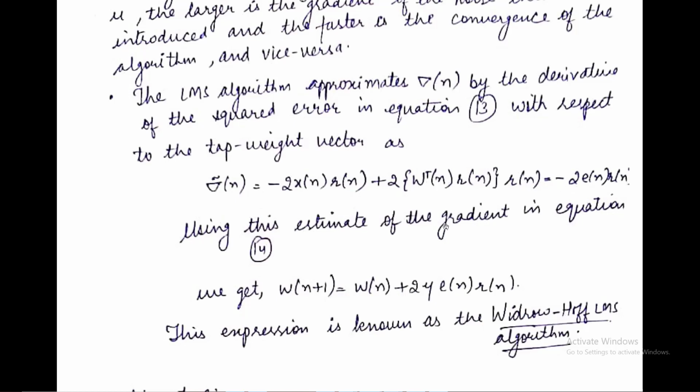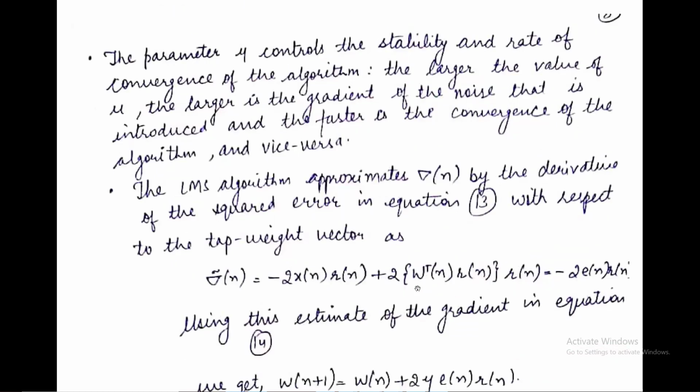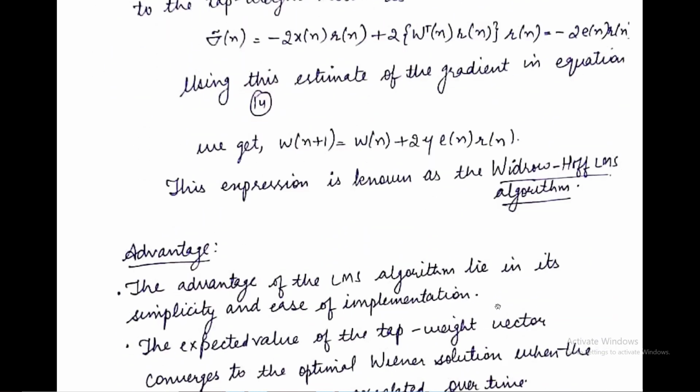Using this estimate of the gradient in equation 14, we get W n plus 1 is equal to W n plus 2 mu e n into r n, because there it was mu into delta n. So we have to keep the value of delta n, and basically delta n will be minus 2 e n into r n. So I kept it in this equation, and this is basically known as the Widrow-Hoff LMS algorithm. So it is known as the Widrow-Hoff least mean square algorithm.